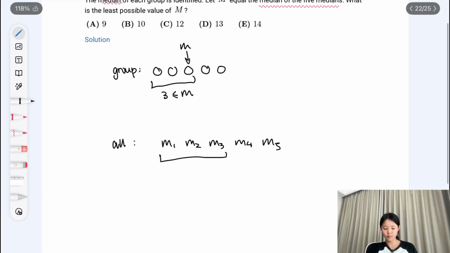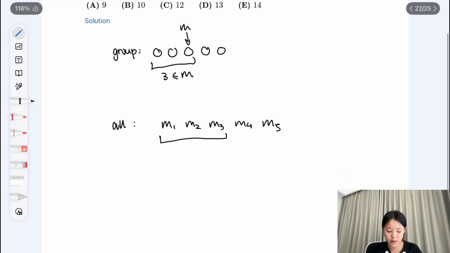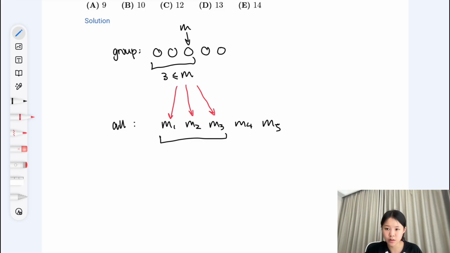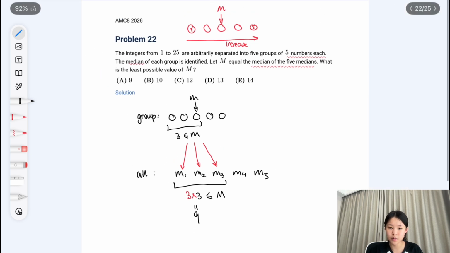So if we want to find what median 3 is, we know that within each of these 3 groups, you have the same calculation, which is 3 numbers less than or equal to their median. So we take that up here, it would be 3 times 3 of these less than or equal to our uppercase M, which is our final solution. So that equals 9, and assuming that we take the least possible value, our least possible value should be 9.